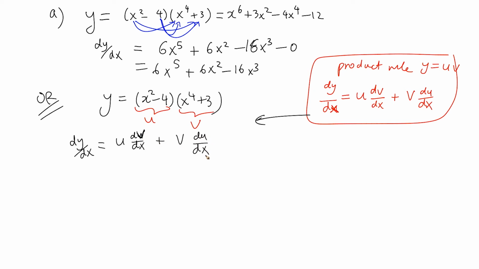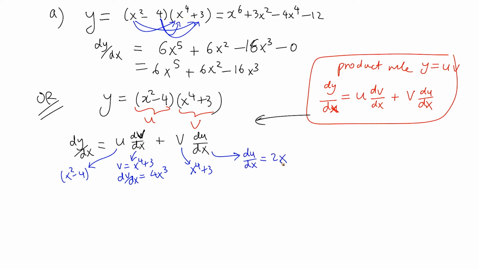Now, the u is x squared minus 4. The dv/dx, well, what's the v? The v is x to the 4 plus 3, so dv/dx will be 4x cubed. The v there is x to the 4 plus 3. And what's the du/dx? Well, the u is x squared minus 4, so du/dx is 2x.